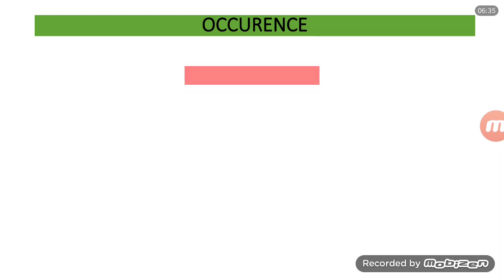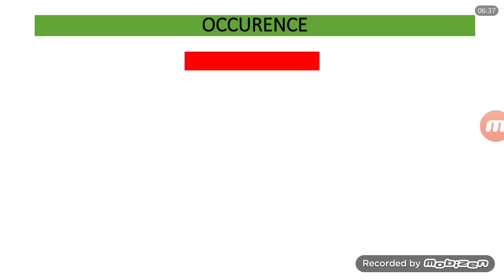Occurrence. Now I have a very small flow chart which will help you to organize this subtopic, that is occurrence of carbon in nature.